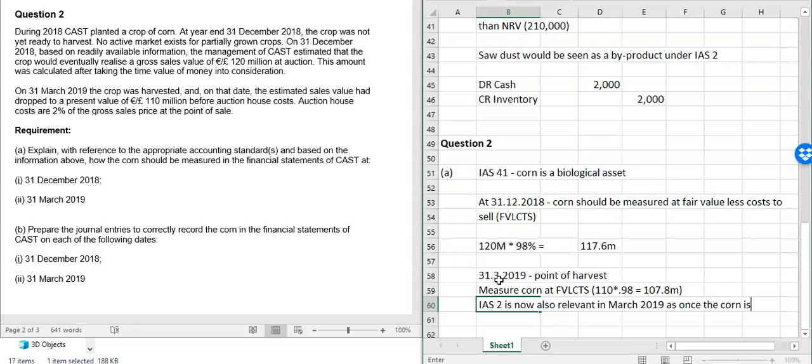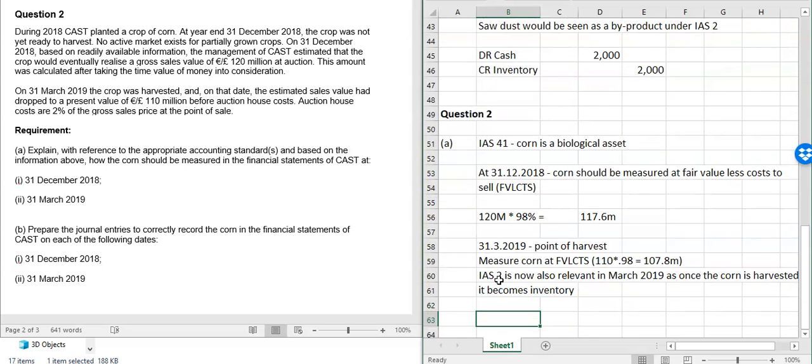as once the corn is harvested, it becomes inventory. But you're shown we're not looking for big essays here, but we are looking for you to be able to show your knowledge of the key standards. What does IAS 41 say? What does IAS 2 say? And how will they link together? So that's part 1. So you say 1, just do a label for the examiner, and then you have 2. And then you have part B, the journal entries.